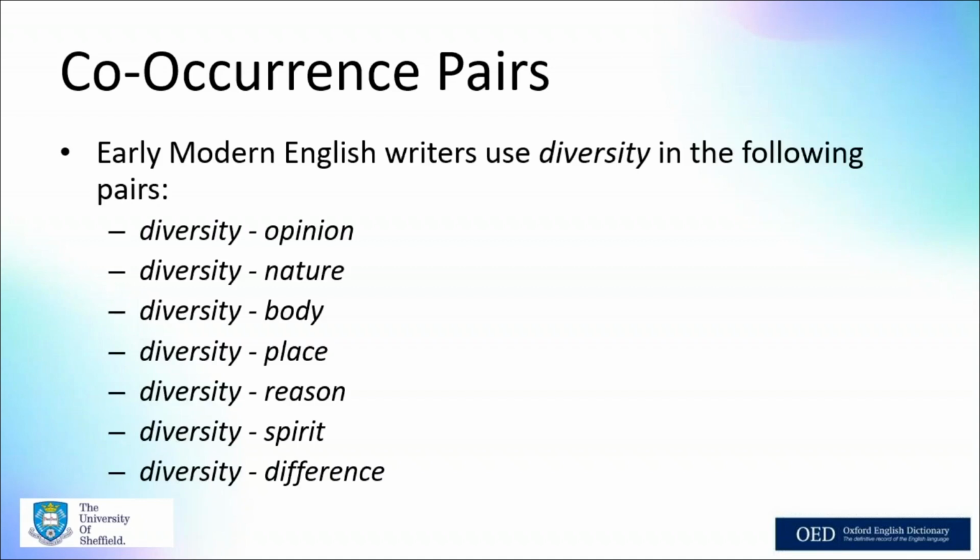So coming back to the word diversity, we know that early modern English writers use diversity in each of these pairs, which are both highly frequent and highly internally cohesive. According to the statistical measures, we see diversity and opinion, which often occur quite close together. We see diversity of opinion, diversity and nature, diversity and body, diversity in place, and so on.